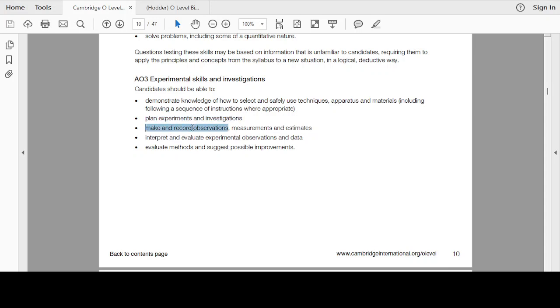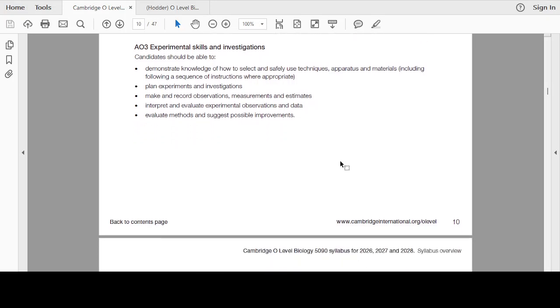Make and record observations, measurements, and estimates. Interpret and evaluate experimental observations and data. Evaluate methods and suggest possible improvements. Right? And this is something we'll experience when we get to paper 4, right? But it will be based on everything that we do through the syllabus.